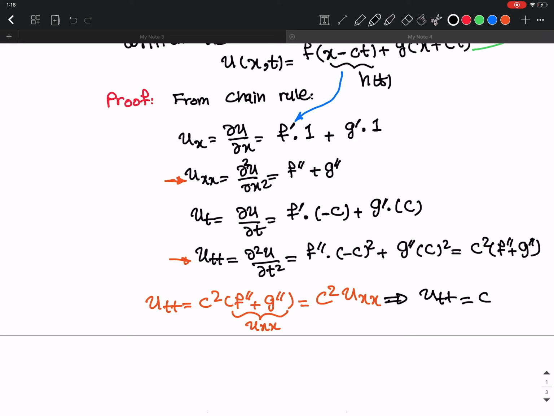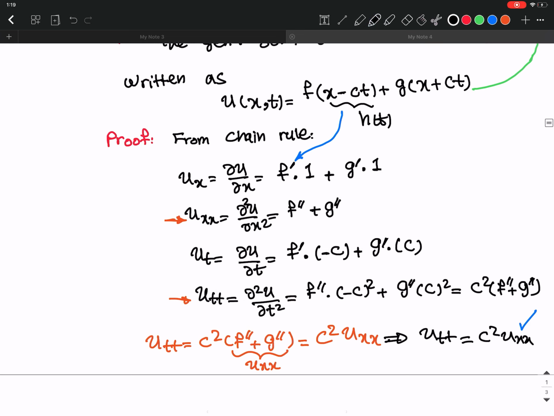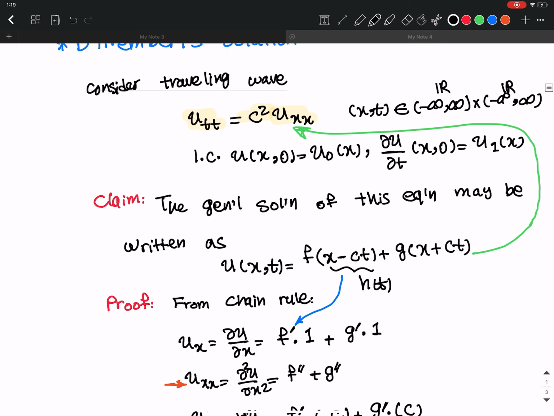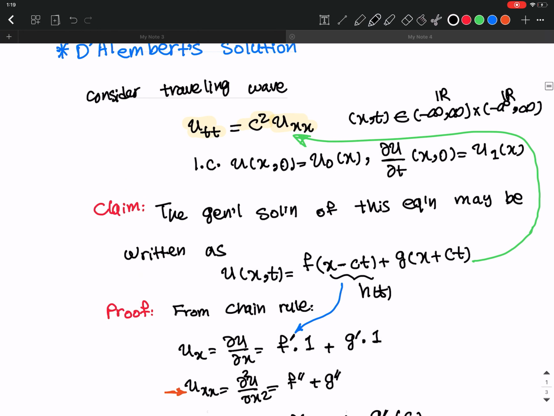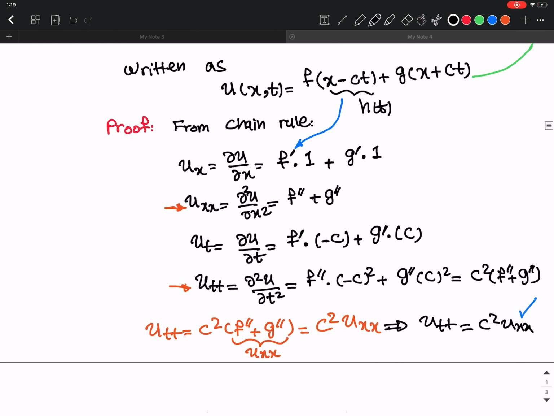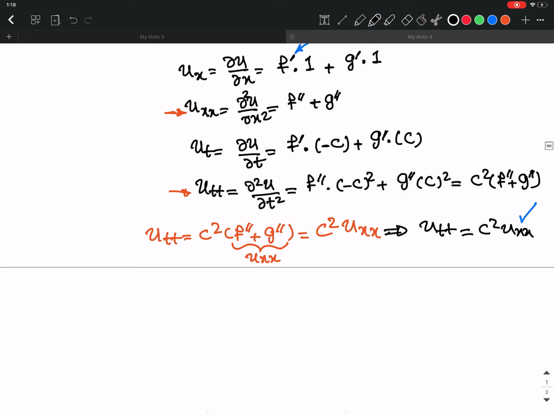So this is giving me c squared u_xx, and so this is a solution, f(x minus ct) plus g(x plus ct). We have proved that it is a solution for this equation, u_tt equals c squared u_xx, because when you take the derivatives, you get the same equation. Okay. So this is a proof of this claim.